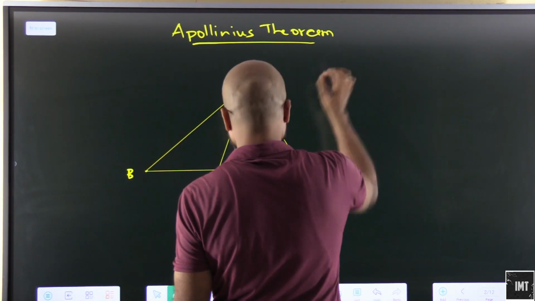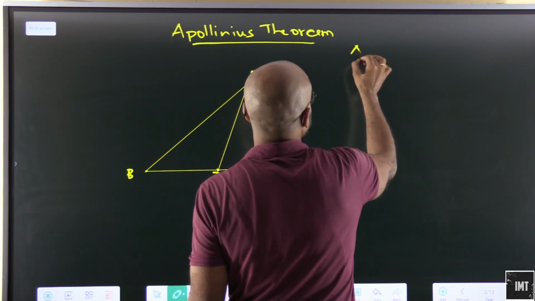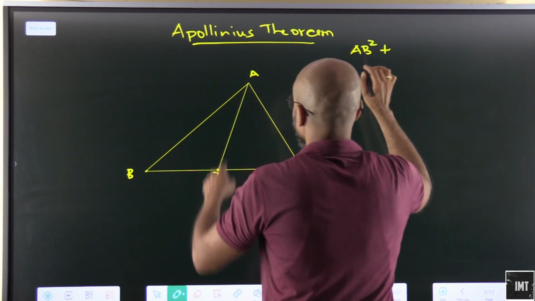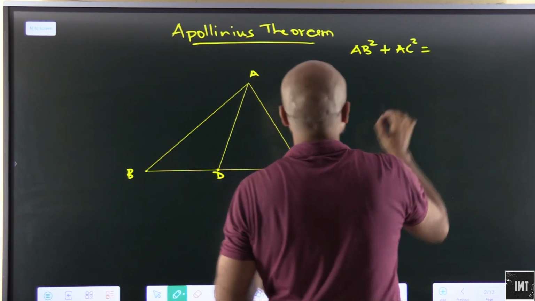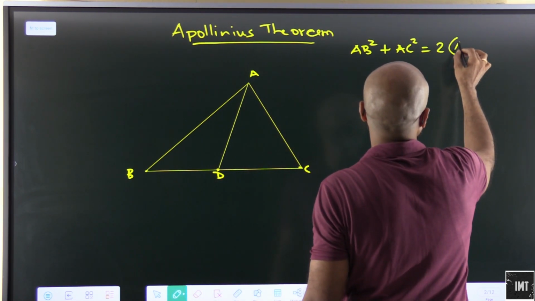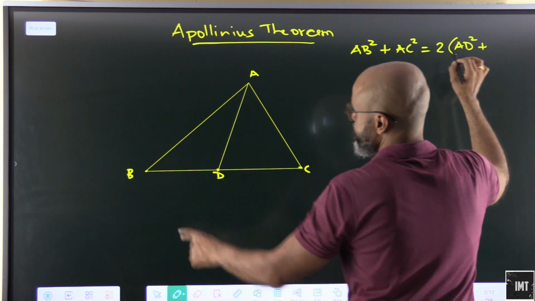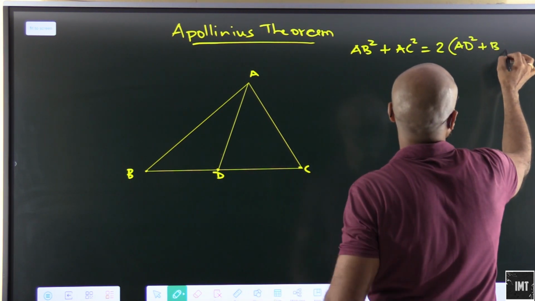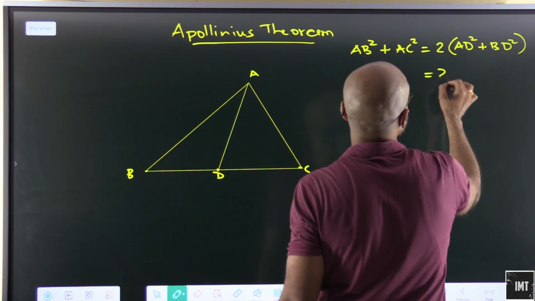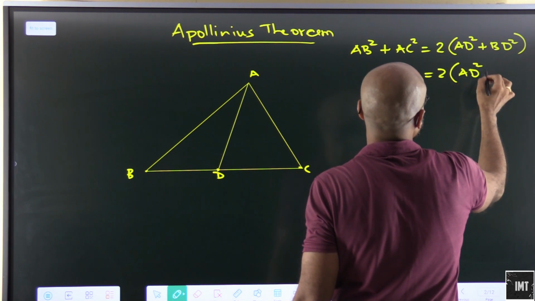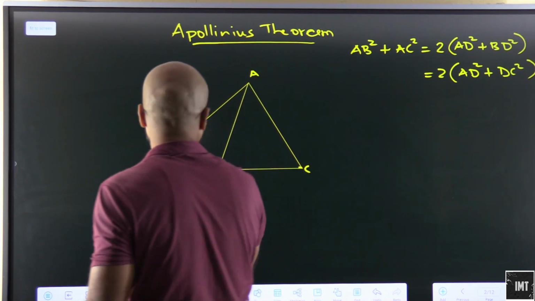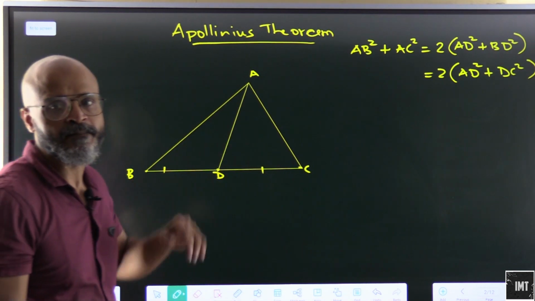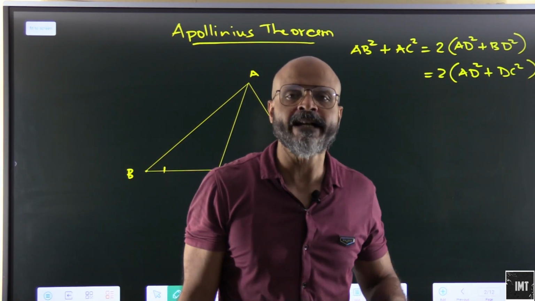So now what Apollonius theorem states is AB square plus AC square will be equal to twice of AD square plus any of these, let us say BD square, or it can also be written as twice of AD square, that is the median itself, plus DC square, because we know that these two are equal. That is what Apollonius theorem is. We can get this proved by coordinate axis as well.